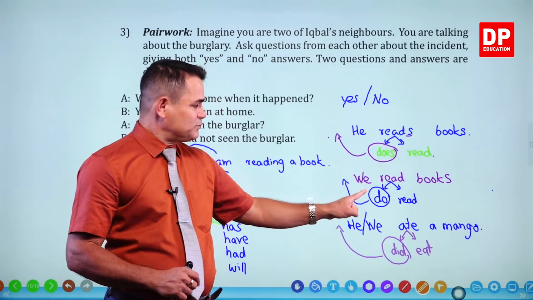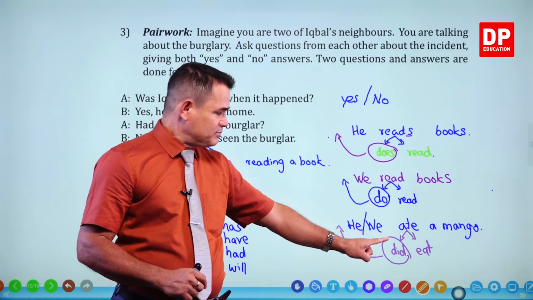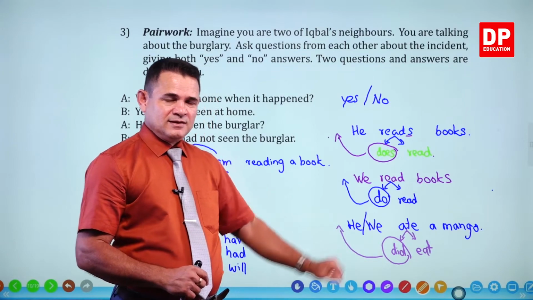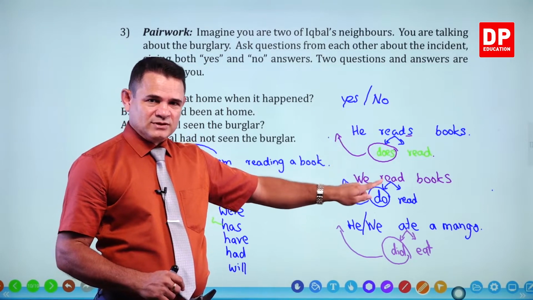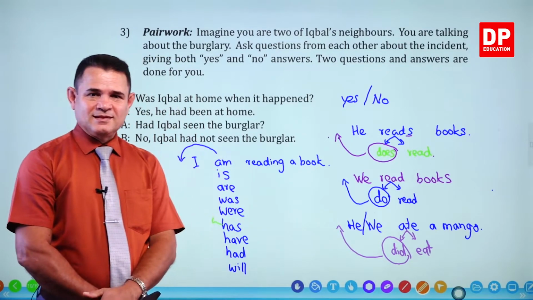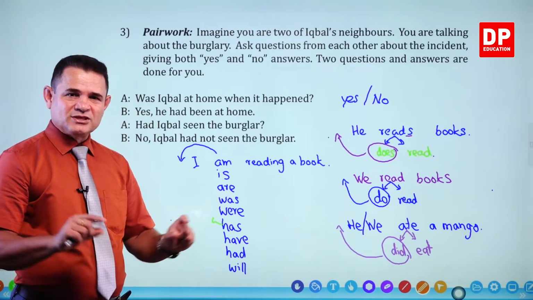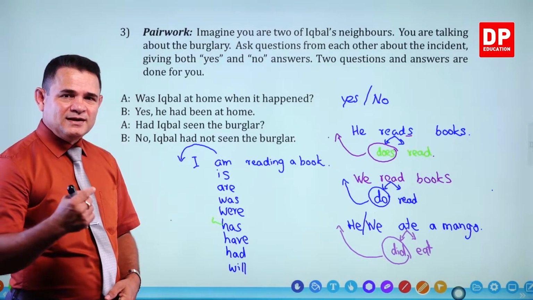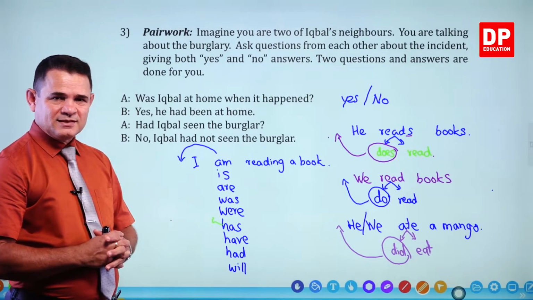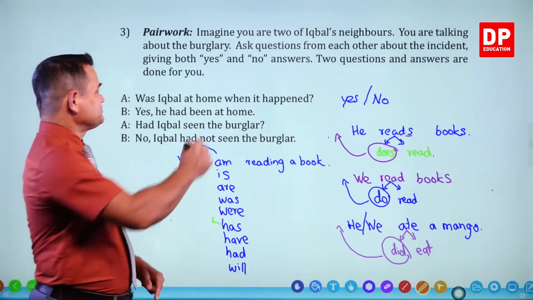And then if it is plural, we take do. If the sentence is in past tense, we take did. Singular is does, plural is do, past tense is did. I think that is clear to you all. So then you can just think of a little sentence and turn that into a question using this method. That is to get a yes or no answer.